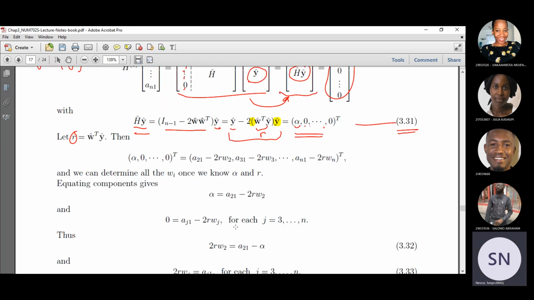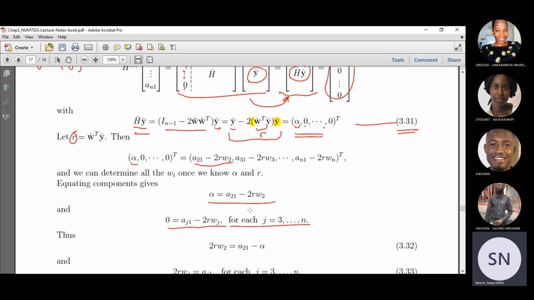Good. Okay, so now that we have all these entries, remember, we are equating this with this. Meaning that this first entry is equal to the first entry of the left vector, and the remaining entries are set to 0. By identification, remember, two vectors are equal if their corresponding entries are equal. That's what we are doing here. So alpha will be equal to this one. That's our first equation. Now, 0 is equal to each of the remaining entries. We can write that in a single statement: 0 is equal to A sub J1 minus 2RWJ, where J runs from 3 up to N. So this is a compact form. Instead of writing everything, we write just this.